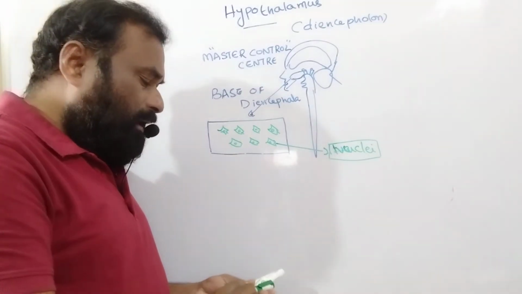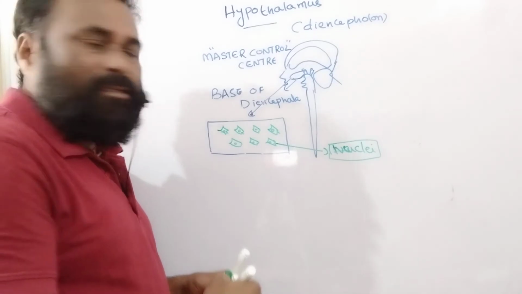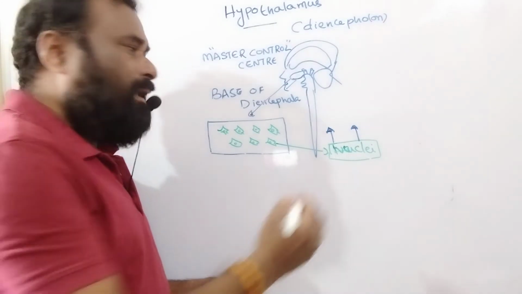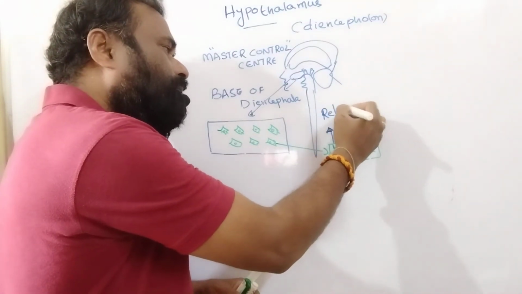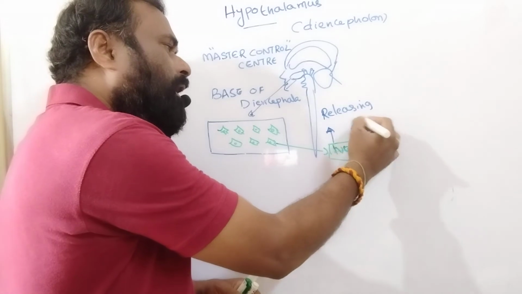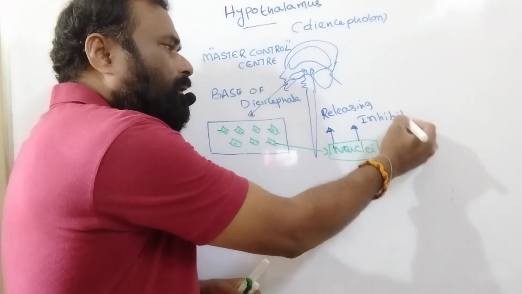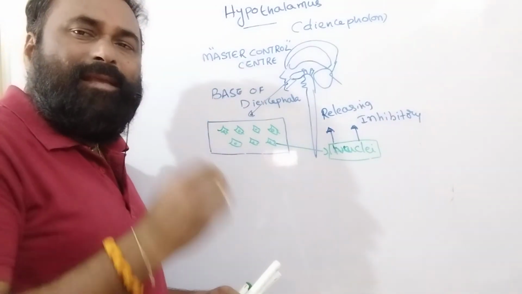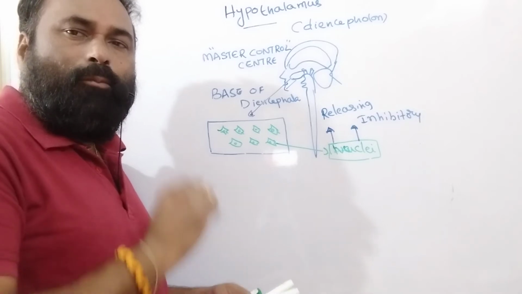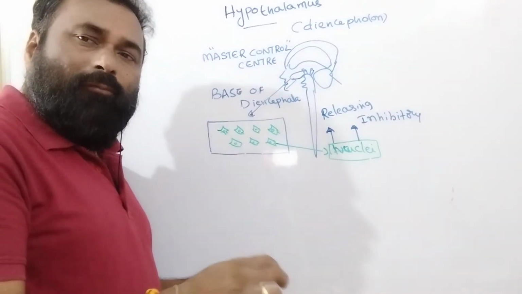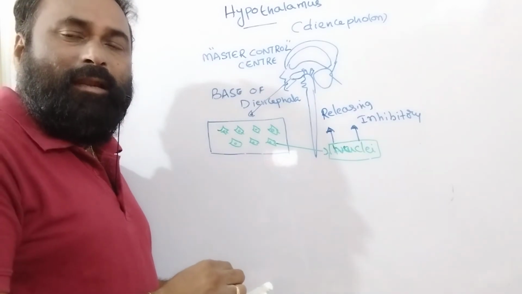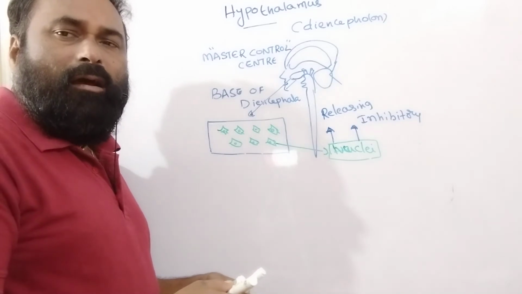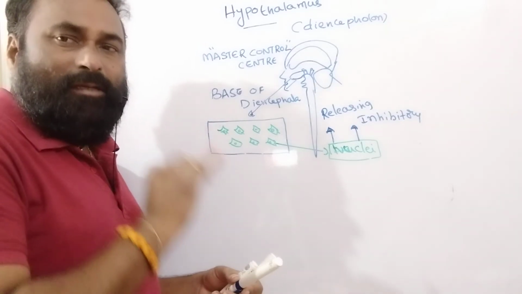These nuclei are liberating two varieties of hormones: releasing hormones and inhibitory hormones. Releasing hormones activate the pituitary gland for its action. Inhibitory hormones inhibit the pituitary gland functions concerned.